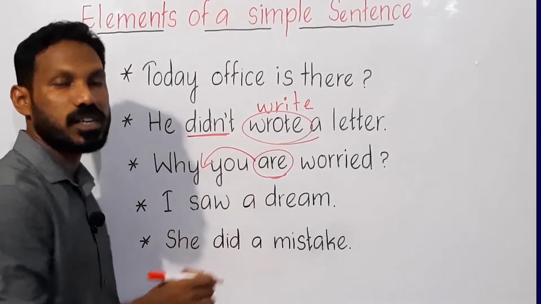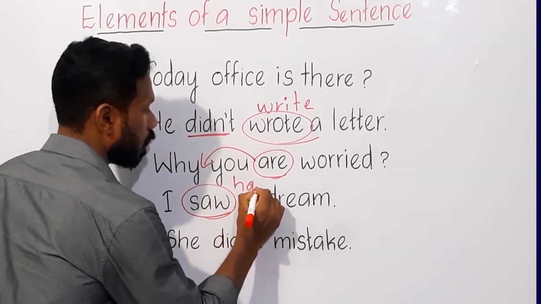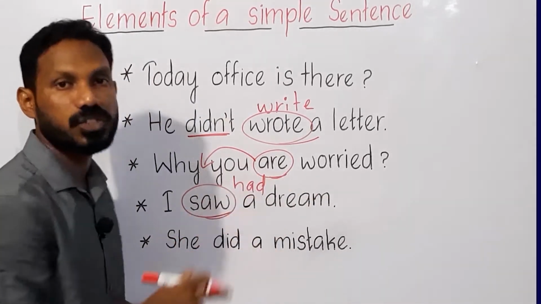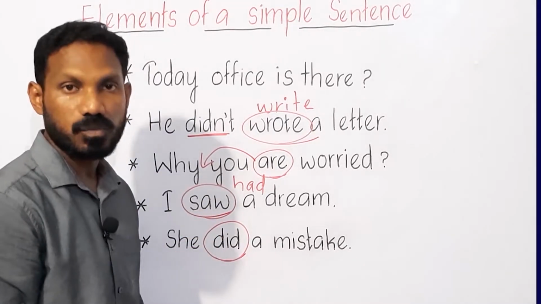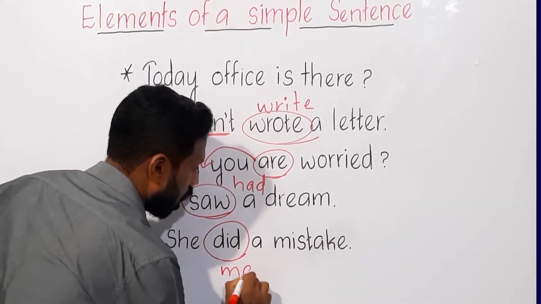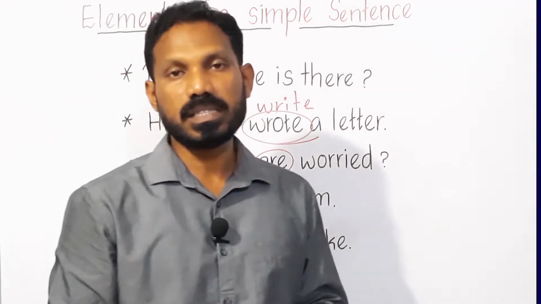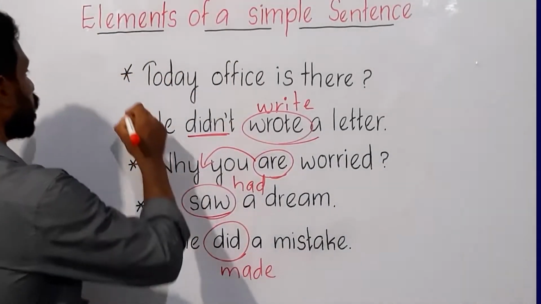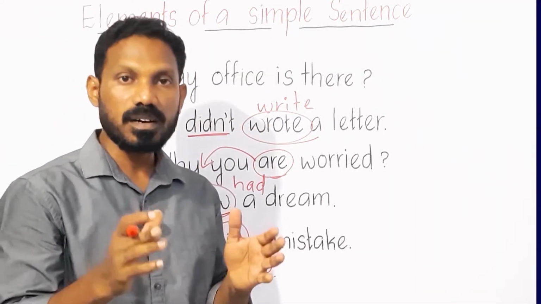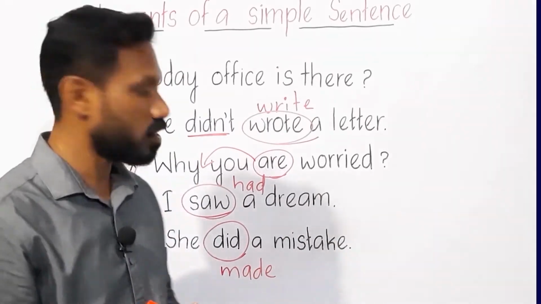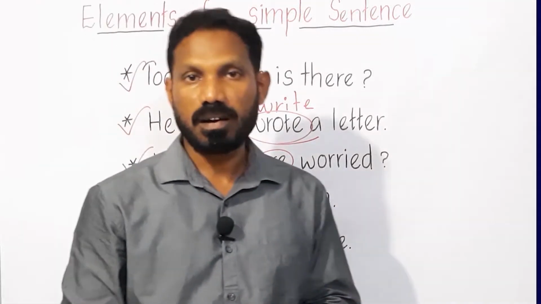I saw a dream. We don't use saw, instead we have to use had. I had a dream. She did a mistake. Not did, we should use she made a mistake. Now here you can notice that in the first three sentences, there are mistakes in the sentence structure, whereas in these two sentences, the verbs are wrong.